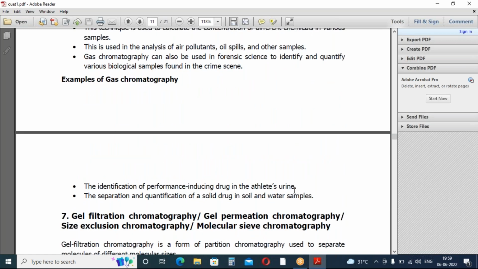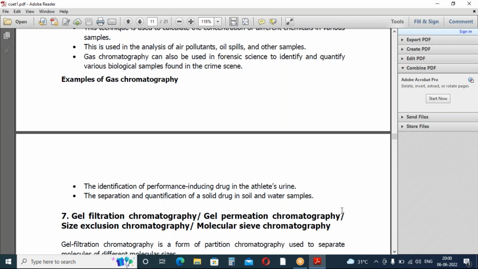And what are the examples? This is mainly used for drug identification in doping tests. This gas chromatography technique is used for the doping test, that means performance-enhancing drugs in athletes' urine are detected by gas chromatography. This is also used for the separation and quantification of drugs in soil and water samples. That is gas chromatography.